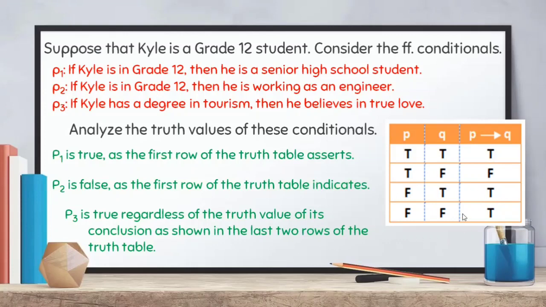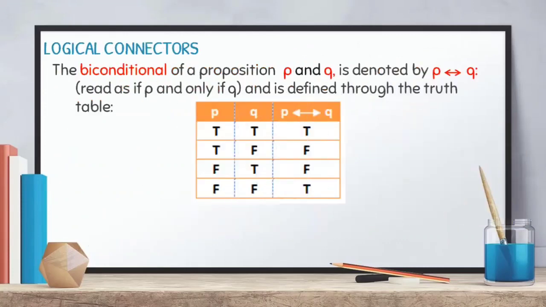Okay? And if both of your propositions P and Q are false, then you will have your if P then Q, which is a true statement. Right? Any questions so far? None. Okay. So now let's go to the last logical connector, and it is biconditional.